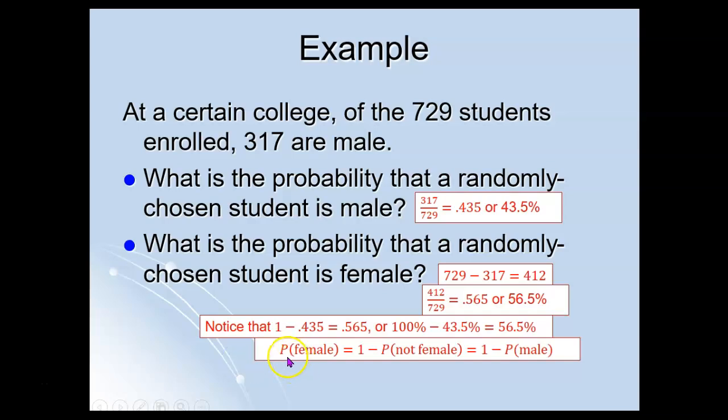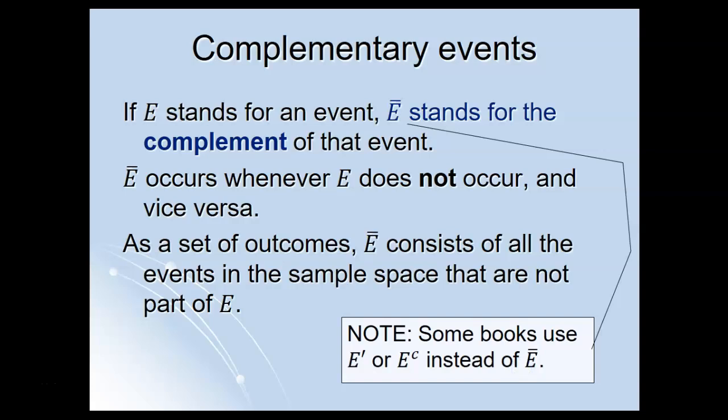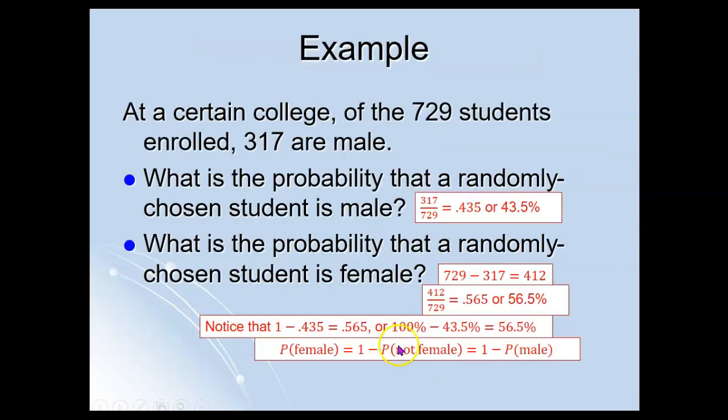And this is an example of where the probability that a student is female would be equal to 1 minus the probability that that student is not female. In other words, that that student is male. So this is an example of a general rule that comes in handy a lot, that the probability of something not happening is 1 minus the probability of it happening, or vice versa. The probability of something happening is 1 minus the probability of something not happening.